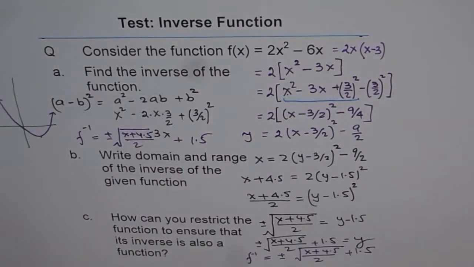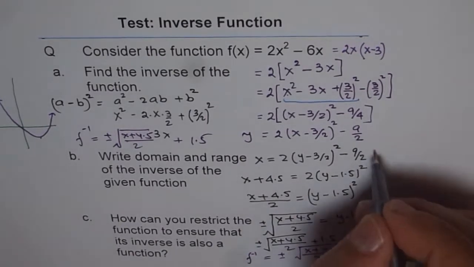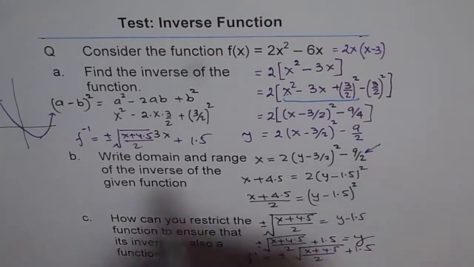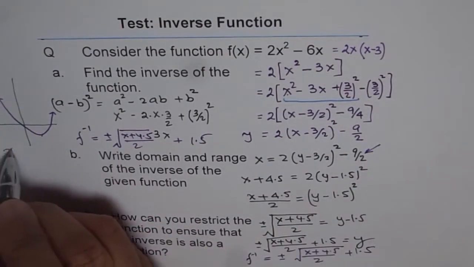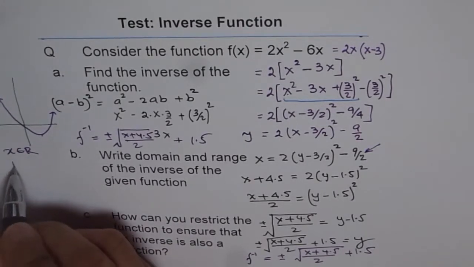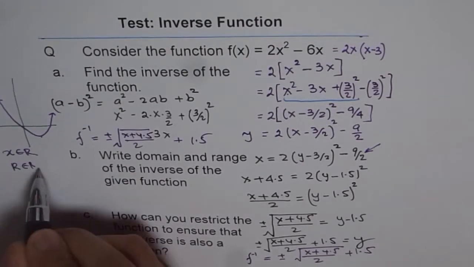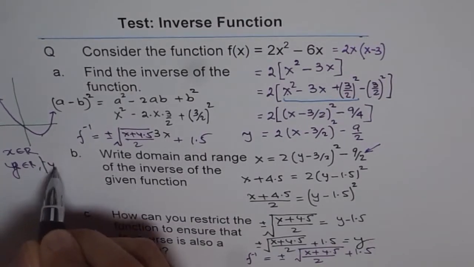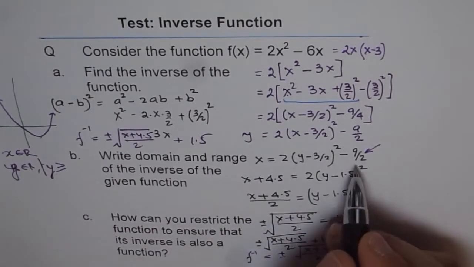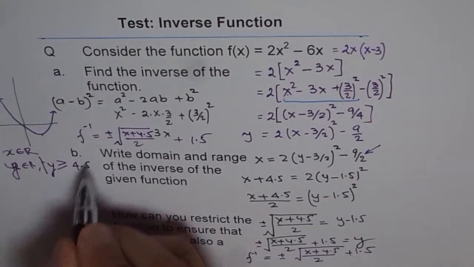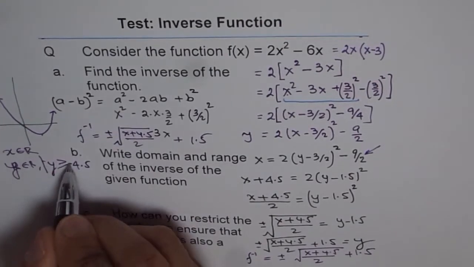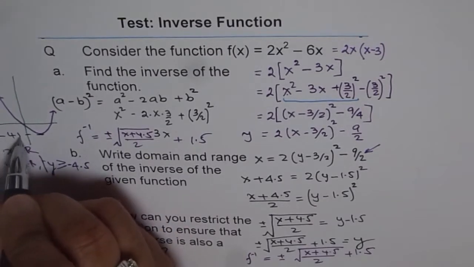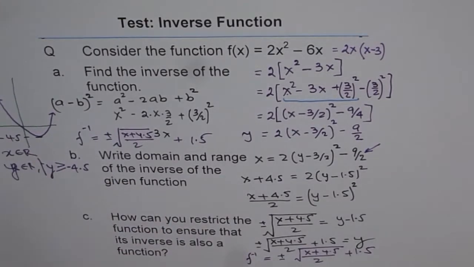Now you can see from the graph and even from your equation here what the domain of the function is. The domain of the function is x belongs to real numbers, and y belongs to real numbers, but y is greater than or equal to minus 4.5, that is minus 9 by 2. So this point for our function is minus 4.5, right? So the range is greater than this.